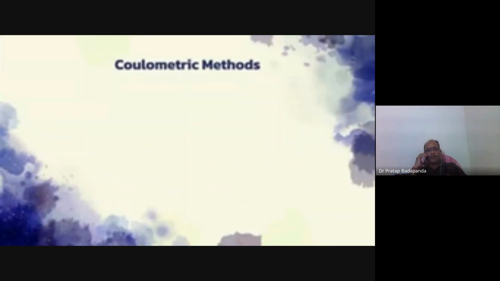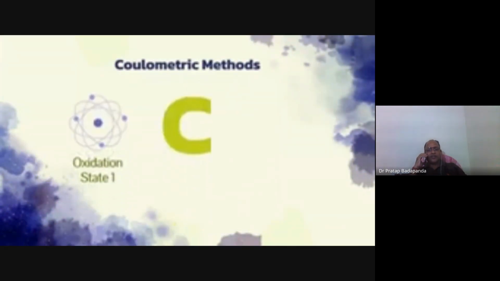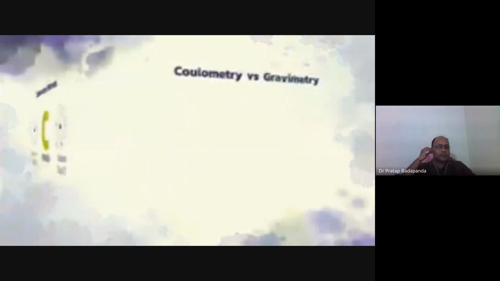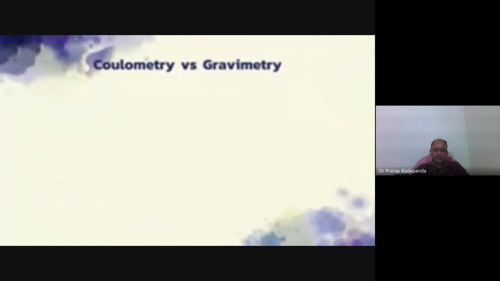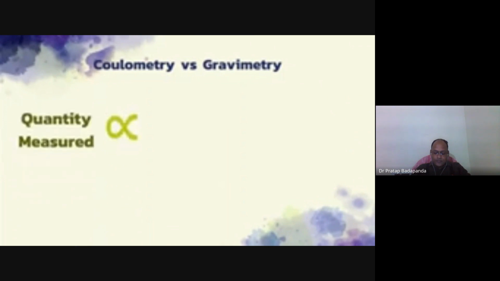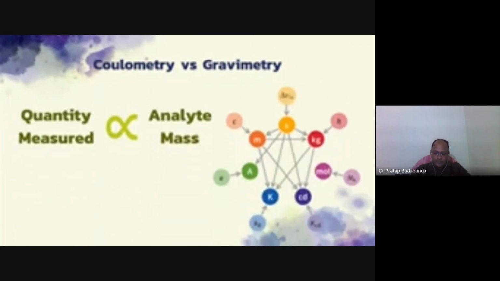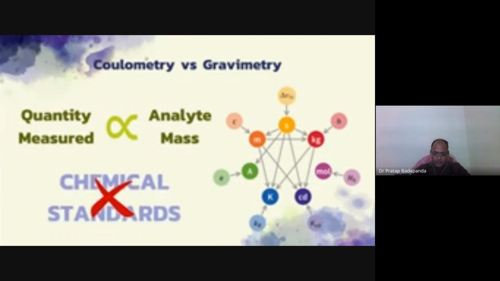In coulometric methods, the quantity of electrical charge required to convert a sample of an analyte quantitatively to a different oxidation state is measured. Coulometric and gravimetric methods share the common advantage that the proportionality constant between the quantity measured and the analyte mass is calculated from accurately known physical constants, which can eliminate the need for calibration with chemical standards.